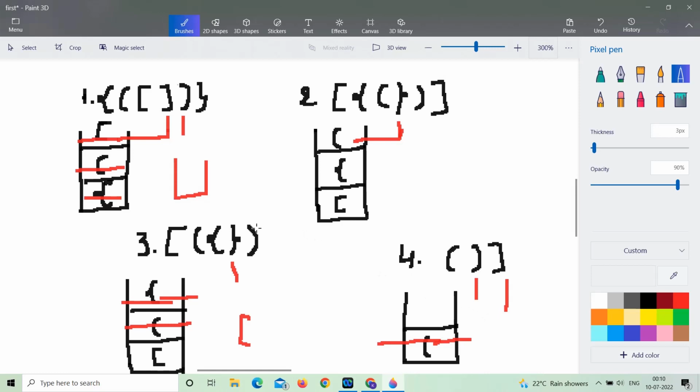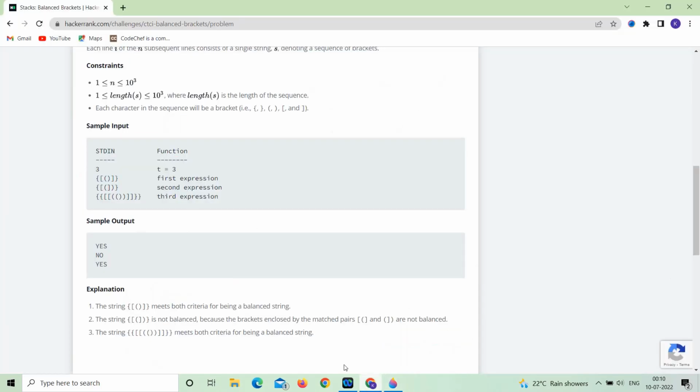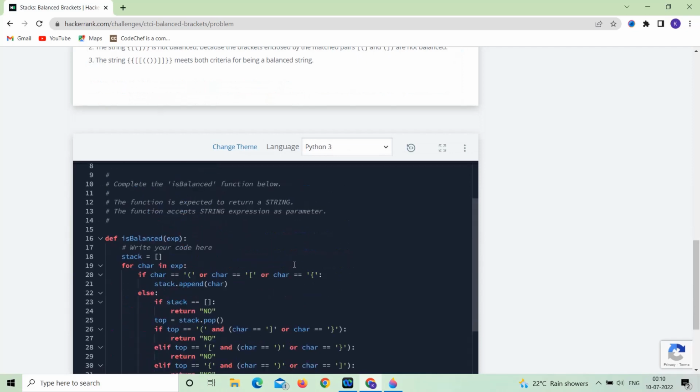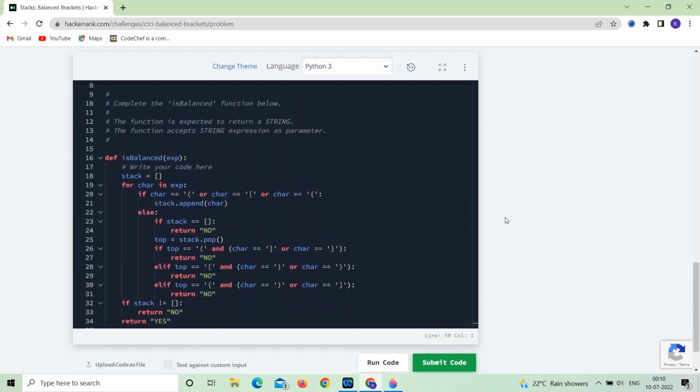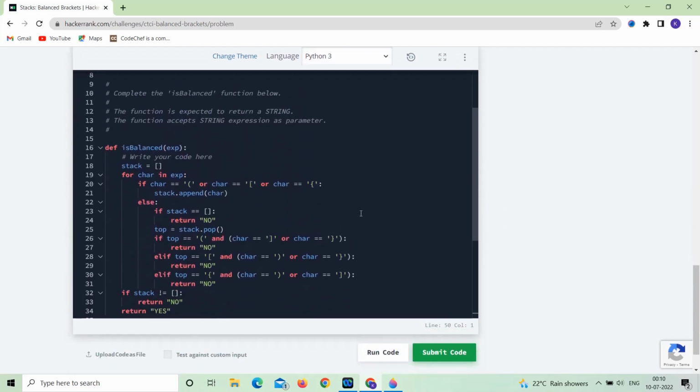So these are all the main cases in this problem. You need to keep them in mind while writing the logic. So let's look at the logic. I have already written the logic, and that too in Python, so it is very easy for beginners to understand.